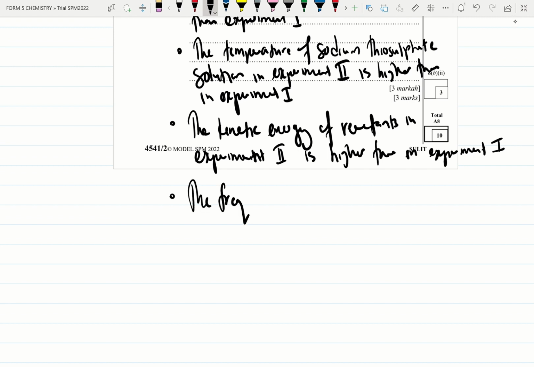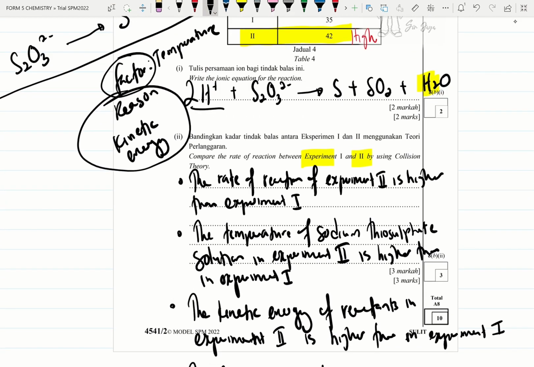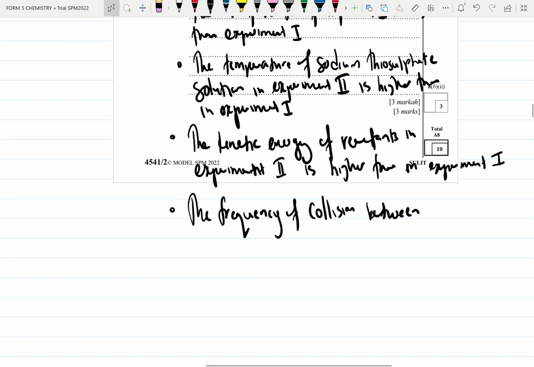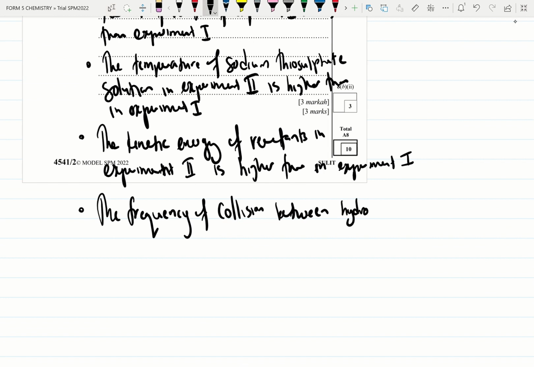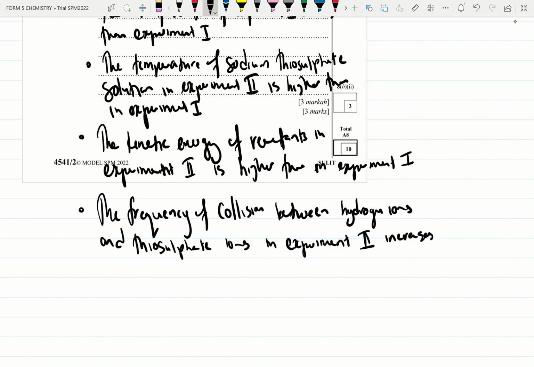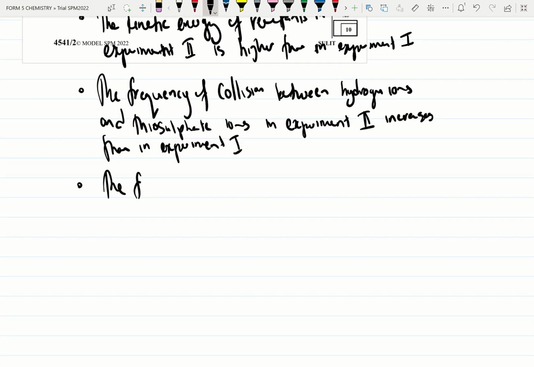The frequency of collision between. So we write the particles. So please check the particles involved in this reaction are known as hydrogen ion and thiosulfate ion. So the frequency of collision between hydrogen ions and thiosulfate ions in experiment 2 increases than in experiment 1.